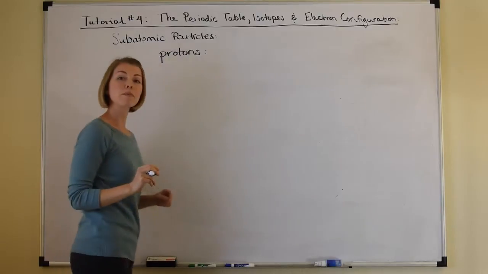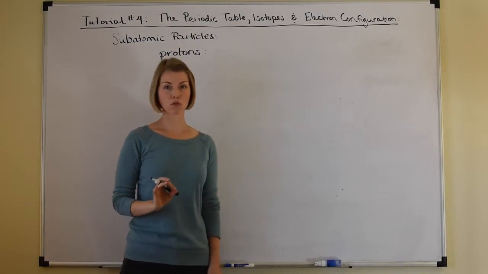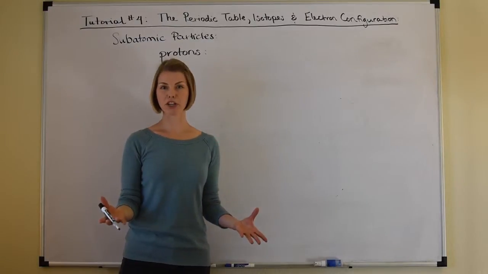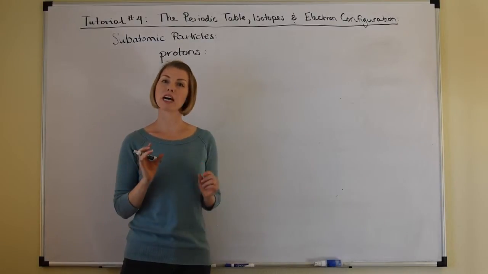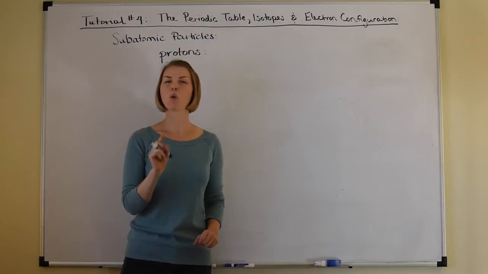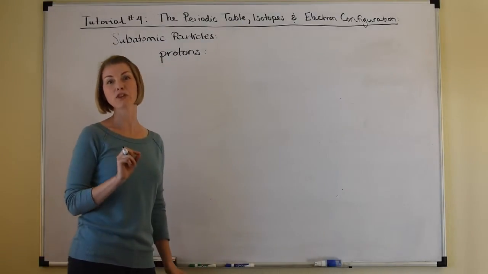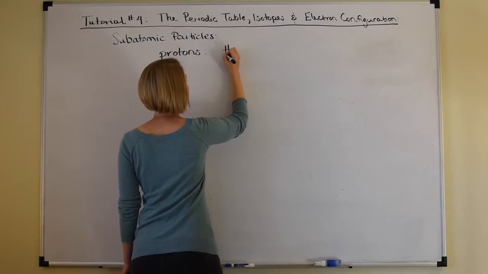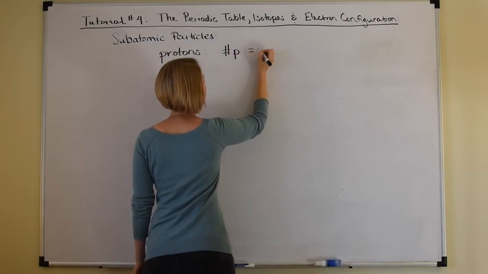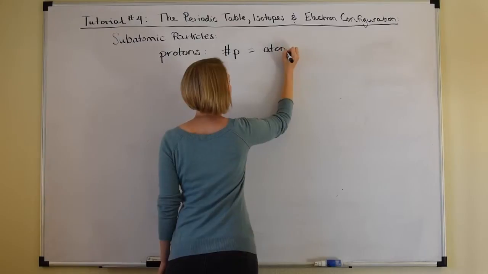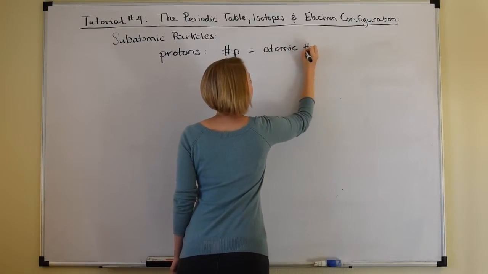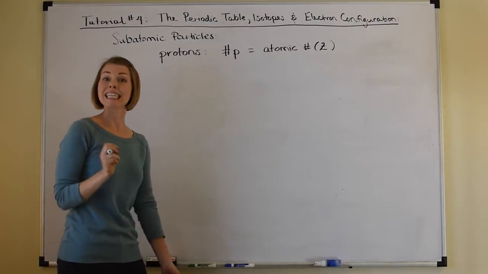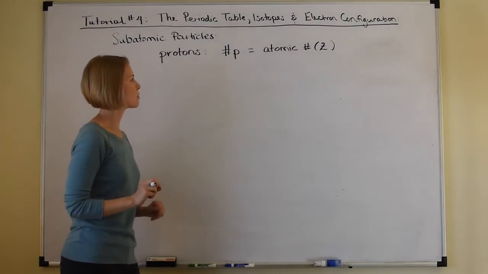Okay. Remember that the number of protons can be easily identified by just looking at the periodic table, because the atomic number of an element will tell you the number of protons in the nucleus for that element. So the number of protons is equal to the atomic number. Remember that that's sometimes symbolized as Z, a capital Z. So I'll write that there just to remind you.